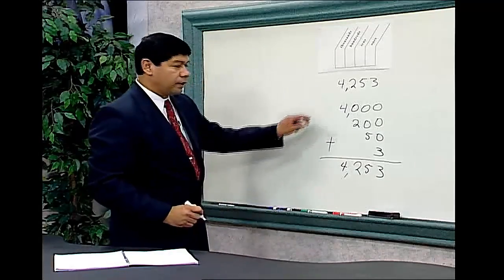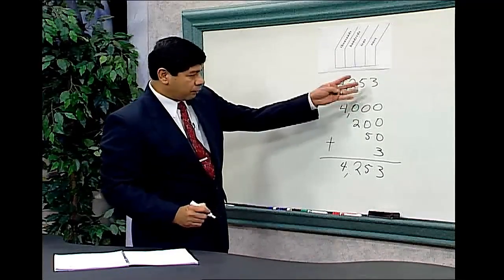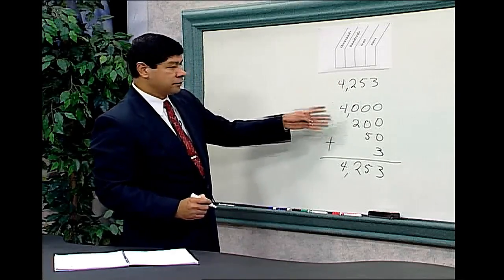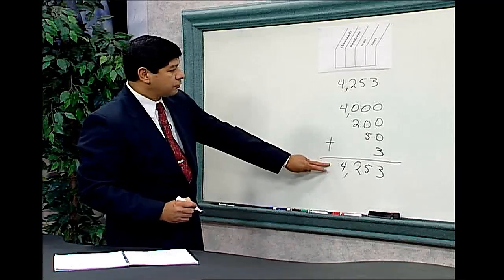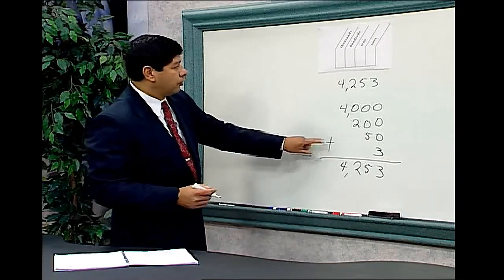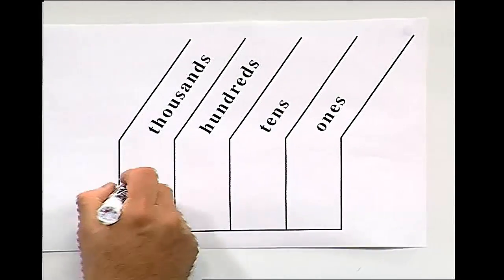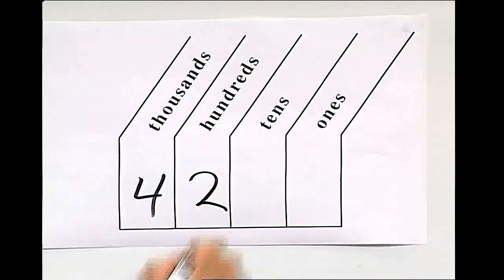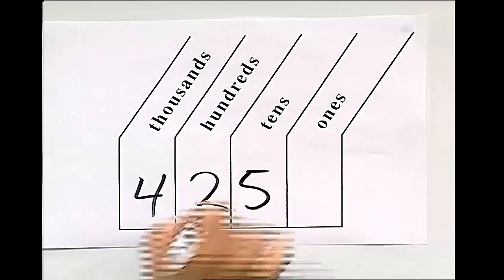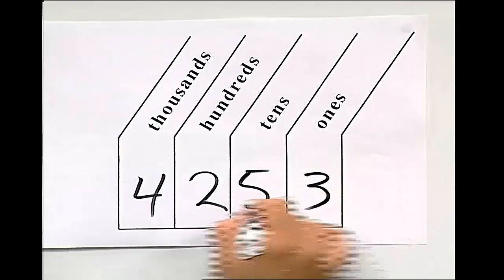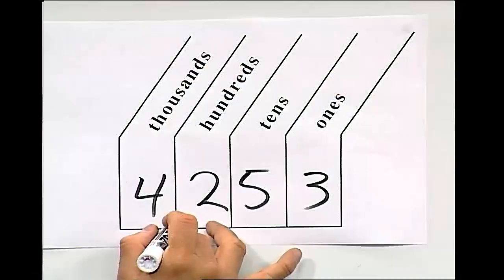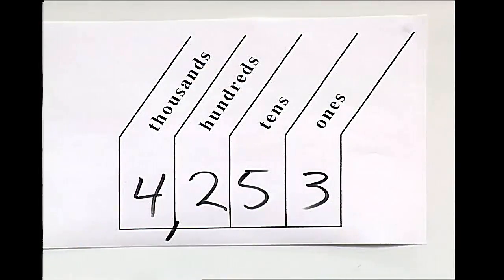Again, it's very important that we line up the numbers correctly. The ones in the ones column, the tens in the tens column, and the same for the hundreds and the thousands column. So by doing this, we can very easily indicate where this is represented as 4 thousands, 2 hundreds, 5 tens, and 3 ones. And let us not forget that we need to put a comma between our thousands and hundreds column.